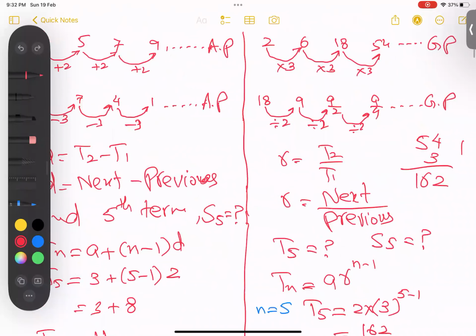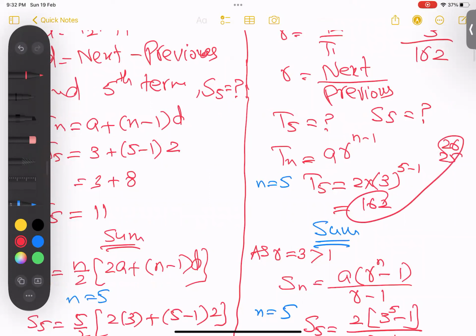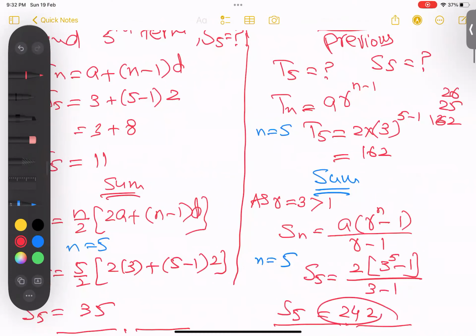Bismillah ar-Rahman ar-Rahim. 2 plus 6 is 8. 8 plus 18 becomes 26. 26 plus 54, I'm doing it here now. I repeat again. 6 plus 2, 8. 8 plus 18 is 26. And plus 54, and then the last term is 126. So I'm going to add all three. 162. Let's see, do I get 242 or not?